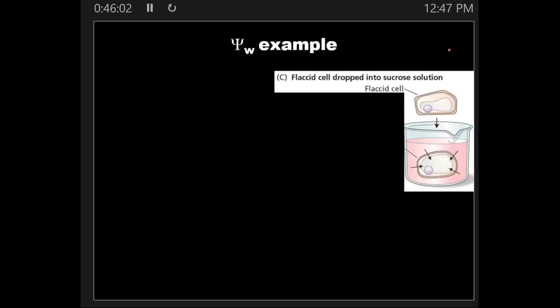The last couple of slides are looking at a thought question on dropping a cell into the beaker again. So if it's flaccid, what is your psi sub P? Equal to what? 0. So if I say flaccid, just psi sub P is 0.